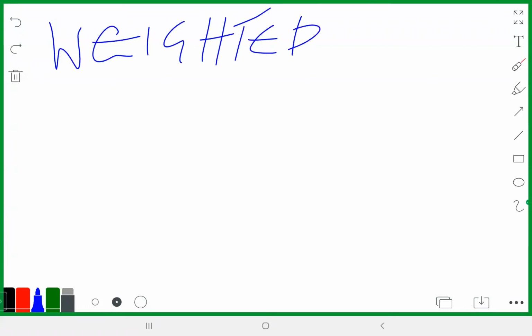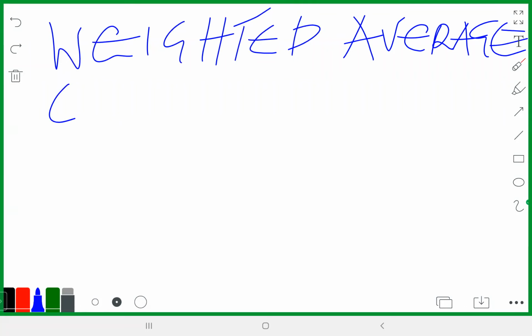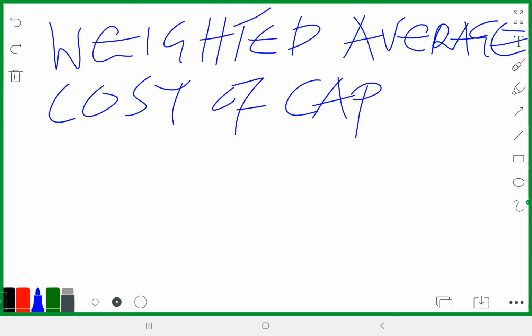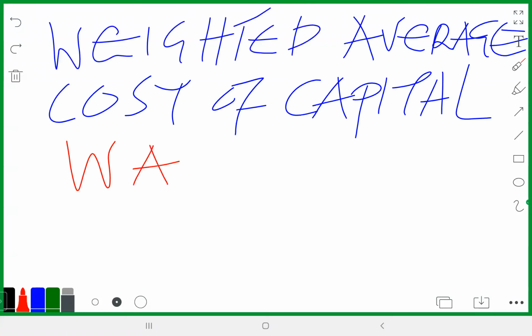All right, so I want to introduce you to the concept of the weighted average cost of capital. The weighted average cost of capital, usually you call it WACC. I see most of the time it is abbreviated as WACC. Okay, the weighted average cost of capital.